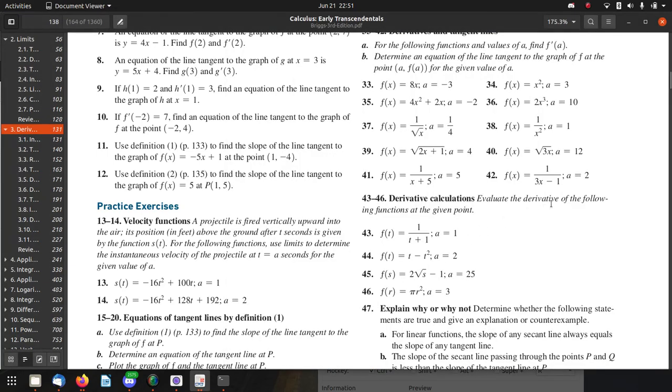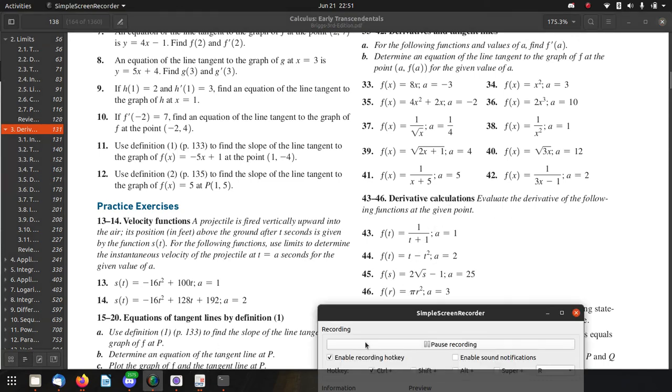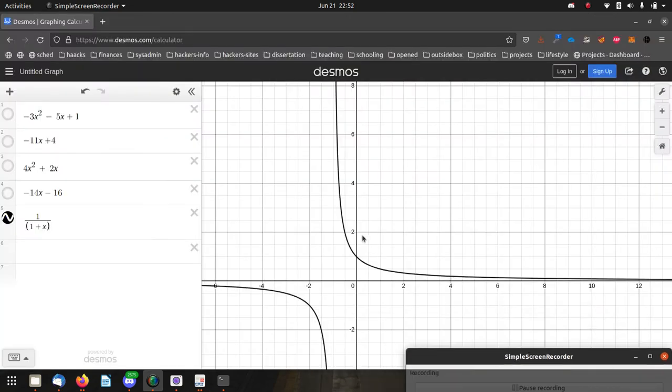So we're done. They just said evaluate the derivative of the following functions at the given point. We've done that, but let's go ahead and take a look at the graph to get a little better idea of what we're doing. Okay, and what we can see is that 1 over 1 plus x has a vertical asymptote at negative 1, but it's otherwise very much like the 1 over x function.